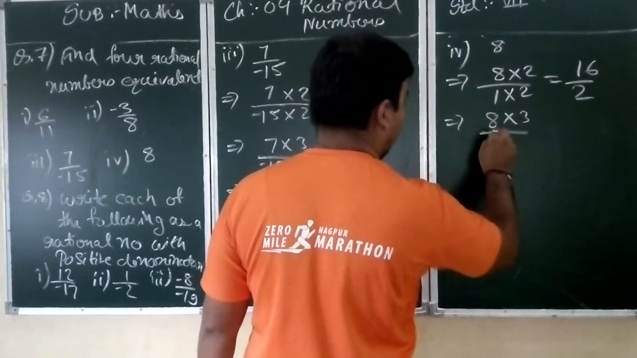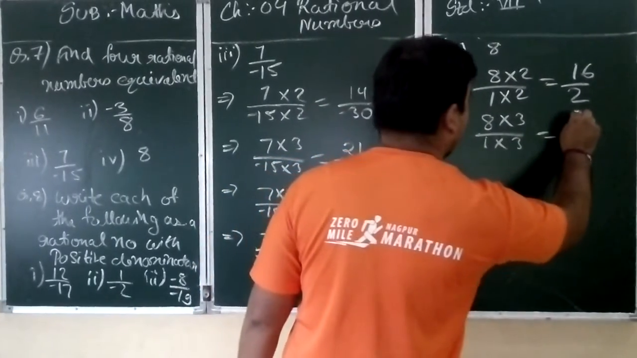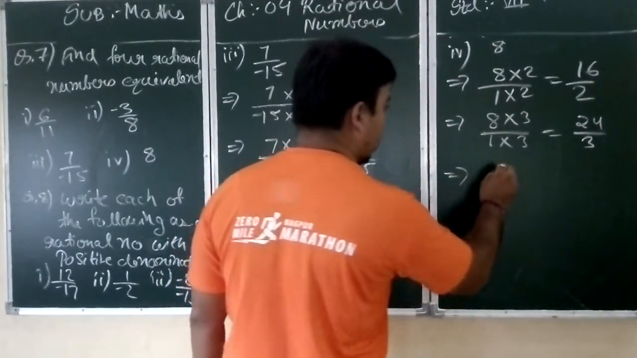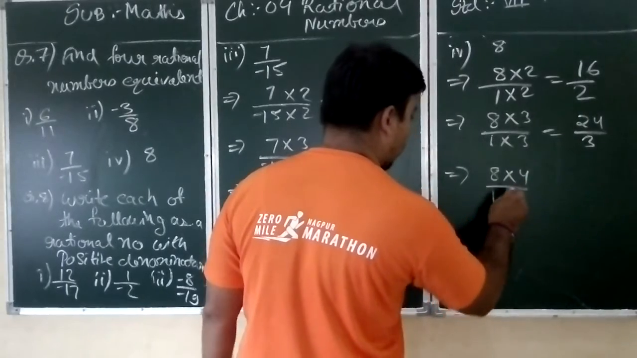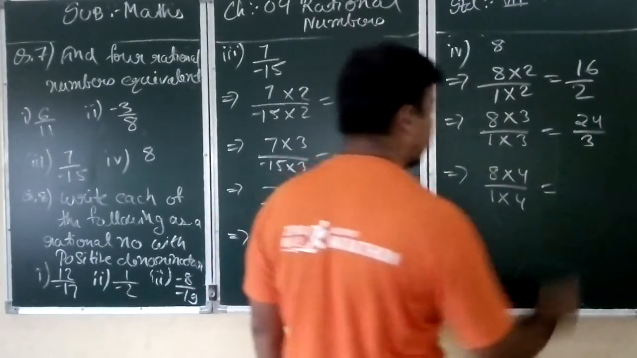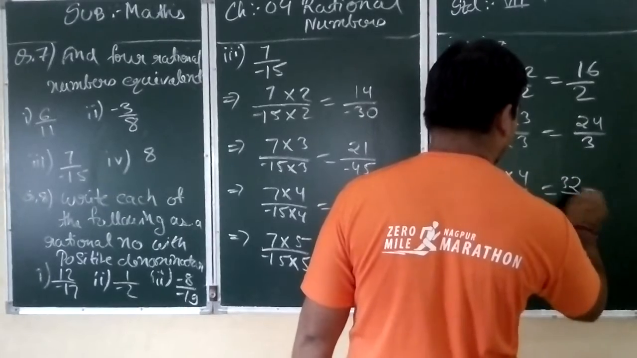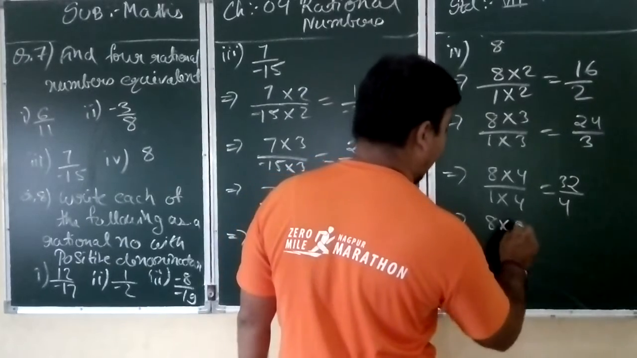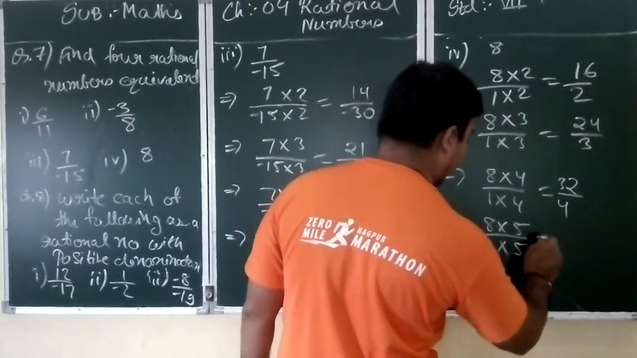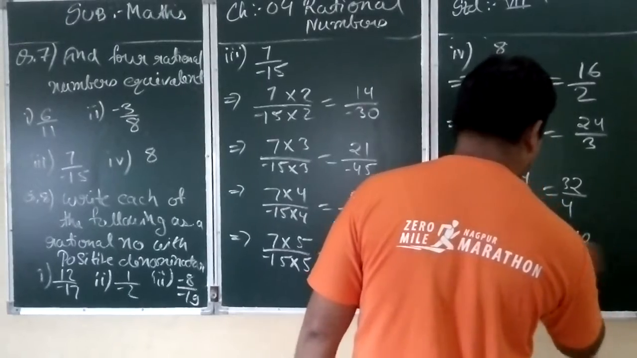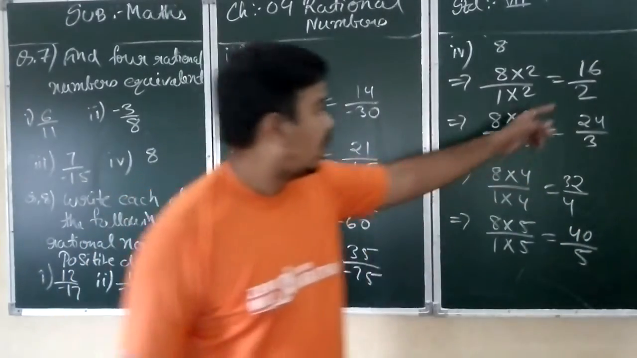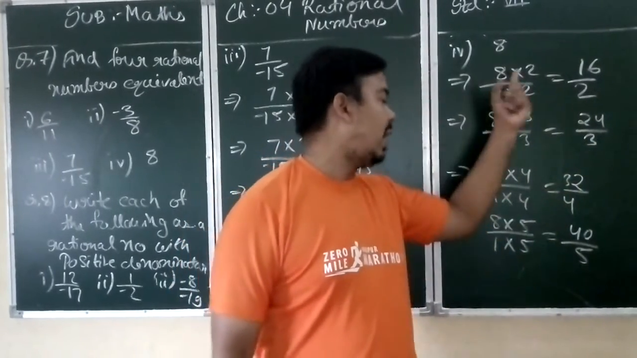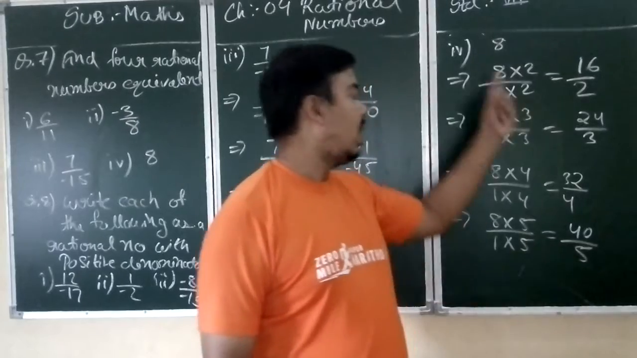8 into 3, 1 into 3. So 8 threes are 24, 3 ones are 3. 8 into 4, 1 into 4, 4 eights are 32, 4 ones are 4. 8 into 5, 1 into 5, 5 eights are 40, 5 ones are 5. See, 16 divided by 2 is 8, 24 divided by 3 is 8, 32 divided by 4 is 8, 40 divided by 5 is 8.